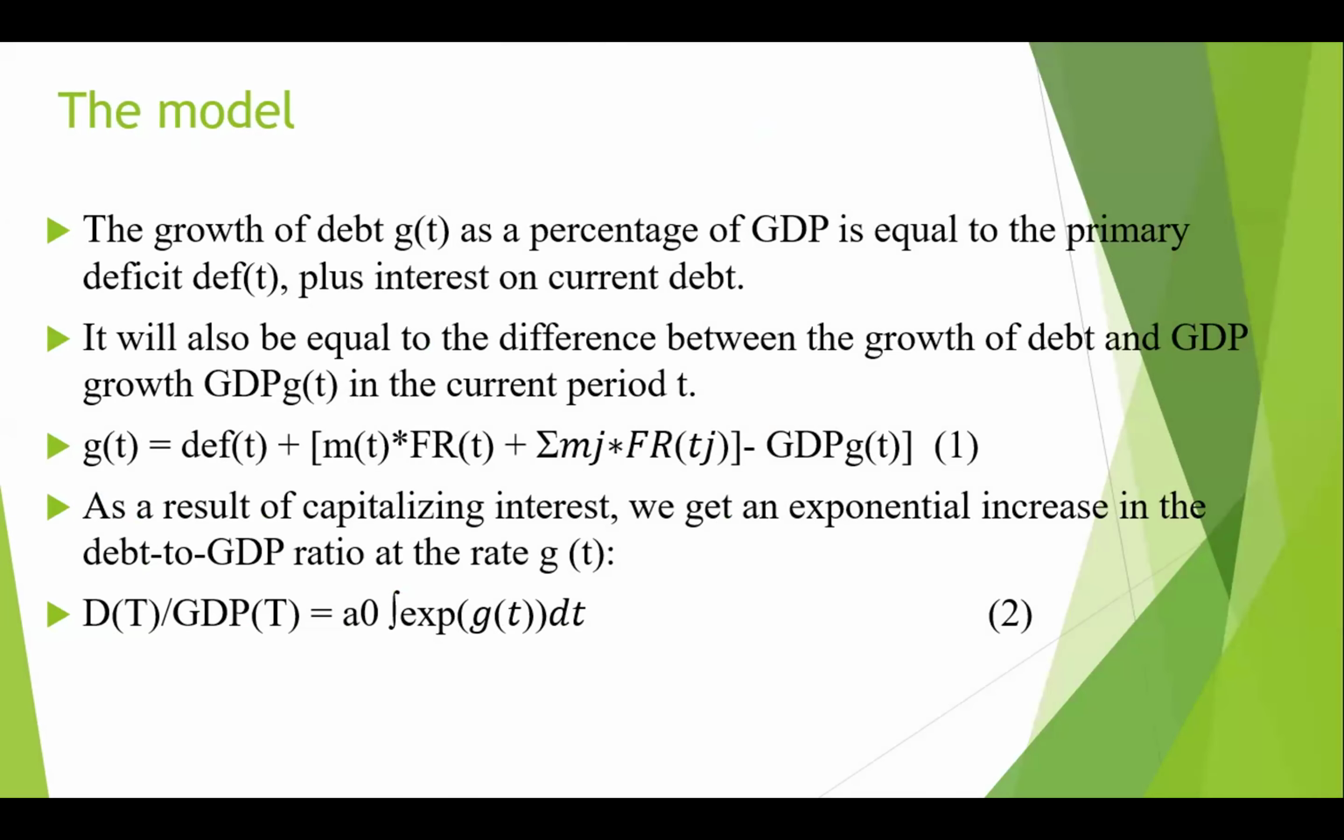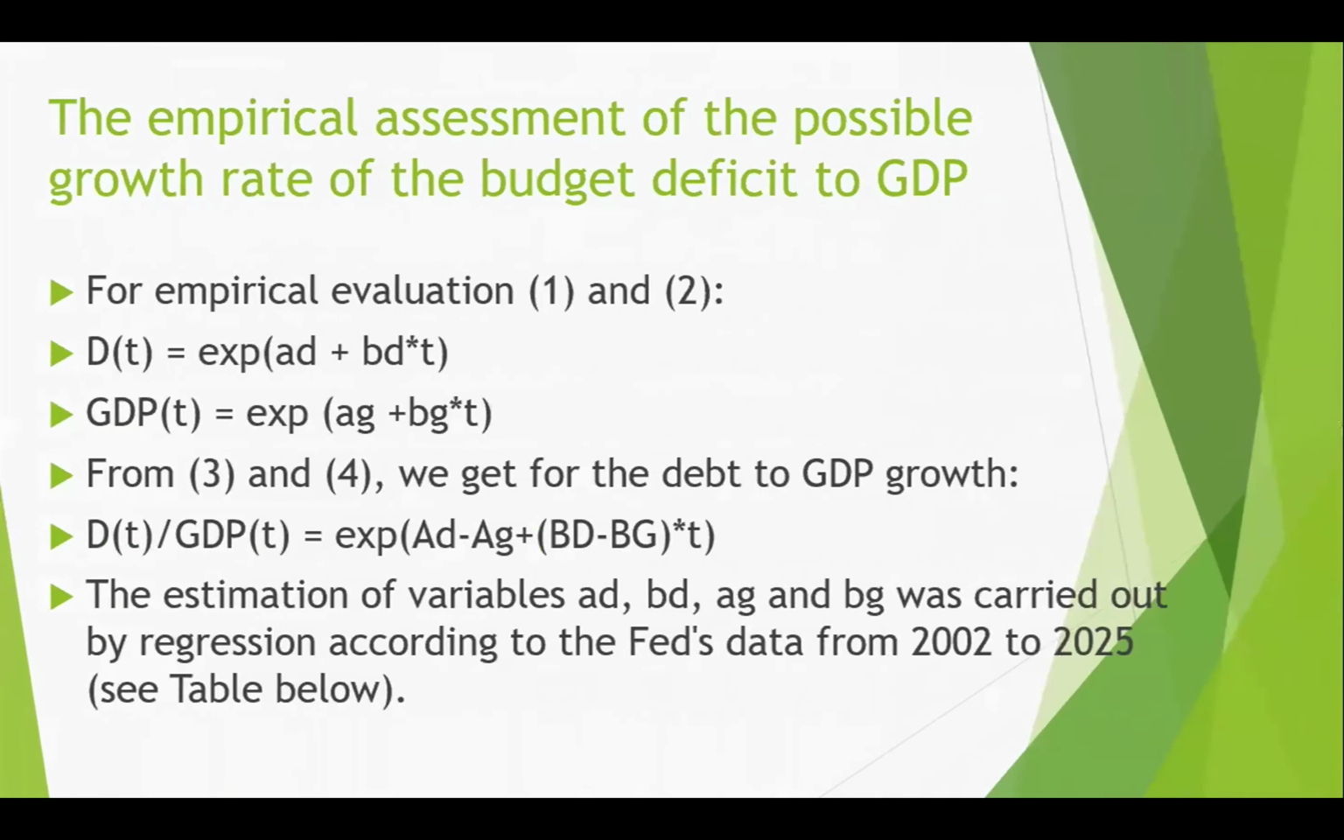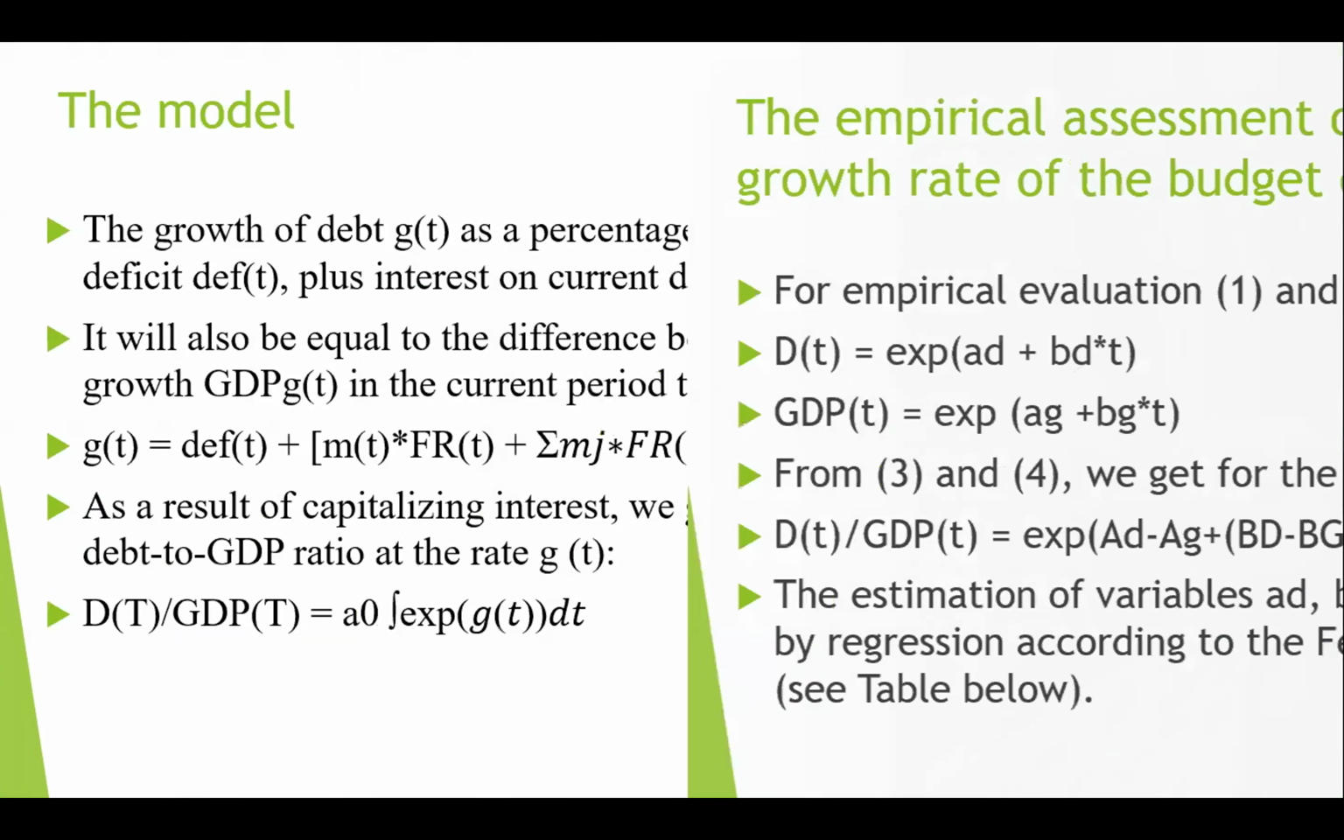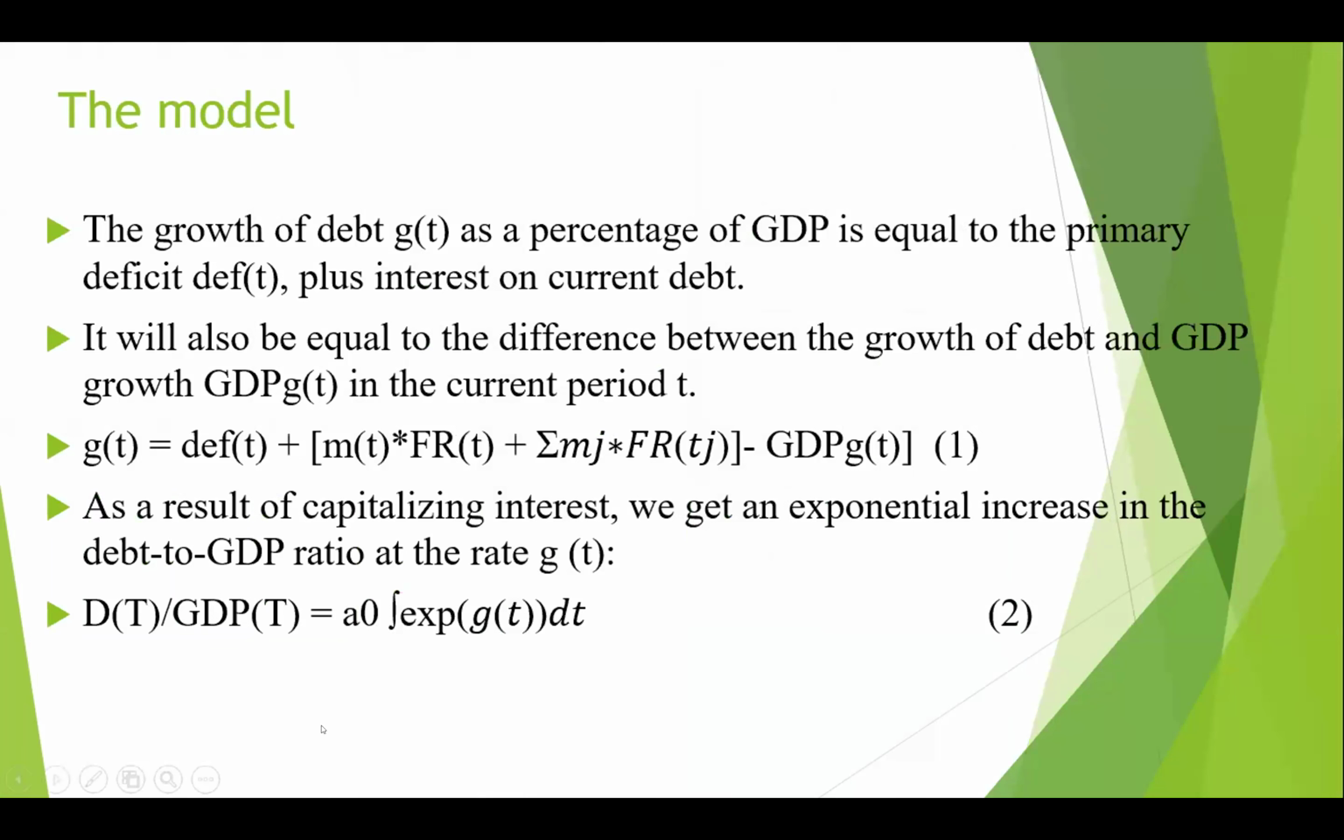Okay, so this is the model of growth of debt. It is based on the previous debt and interest that was paid. The model's result is exponential growth. That's what I want to show: exponential growth. Equation 2 is exponential growth, meaning exponential growth of the debt to GDP ratio.